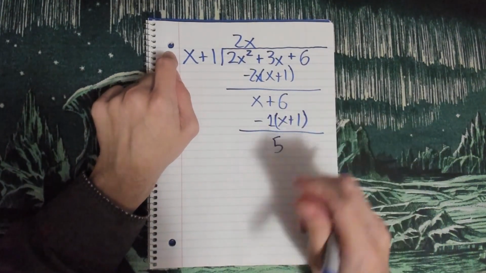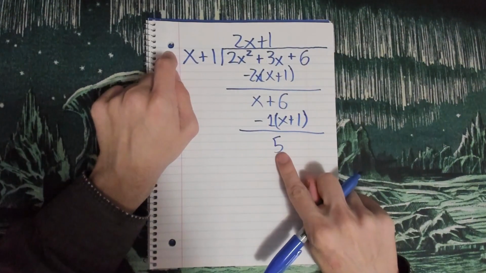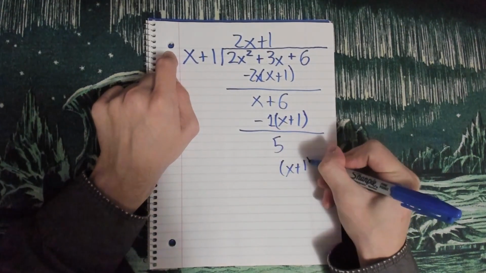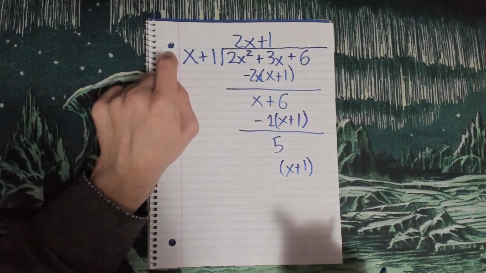So then I'll just be left with 5. I subtracted 1 copy away. Let's keep track of that. Now we just have 5 left over. What do we do now? How could I subtract copies away of x plus 1 to get rid of this 5? That doesn't seem possible, but it is possible.